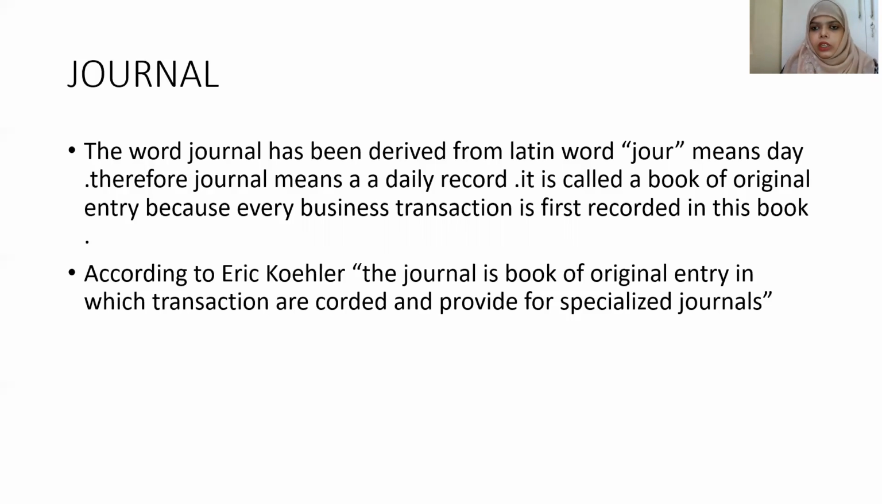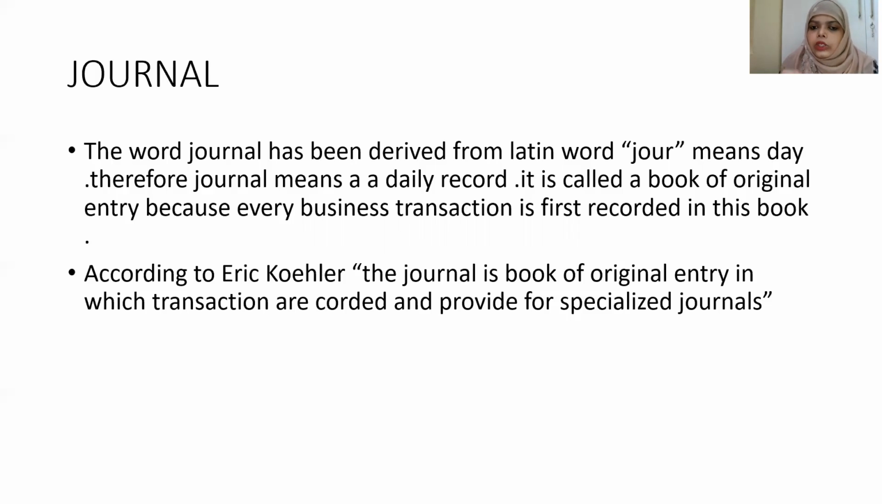Now moving forward to the definition. According to Eric Kohler, the journal is a book of original entry in which transactions are recorded and provided for specialized journals. Means transactions are first recorded, then they are divided into particular or specialized journals. First recording of transactions is done. Whenever a single transaction happens in the business, it is recorded in the journal book.